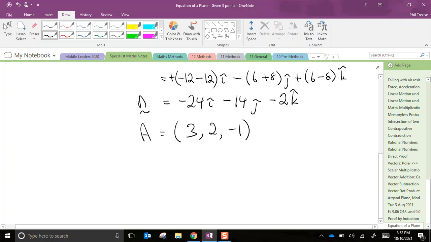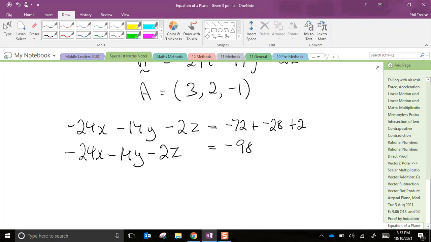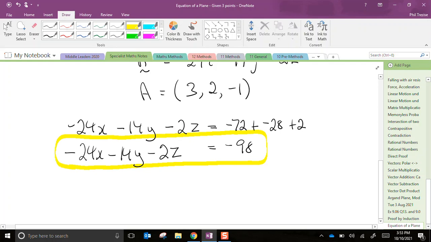So the equation then, it will be negative 24 times x minus 14 times y minus 2 times z equals, now 3 times negative 24 is negative 72, plus 2 times negative 14, that's negative 28, and that'll be plus 2, and that should equal, I think, negative 98. So here's my equation, negative 24x minus 14y minus 2z equals negative 98. And that's a Cartesian form.